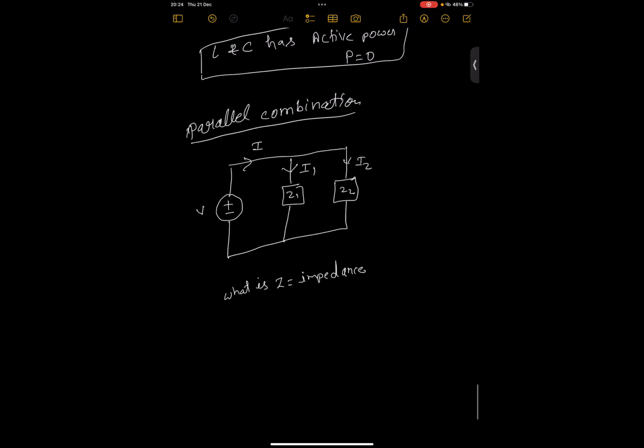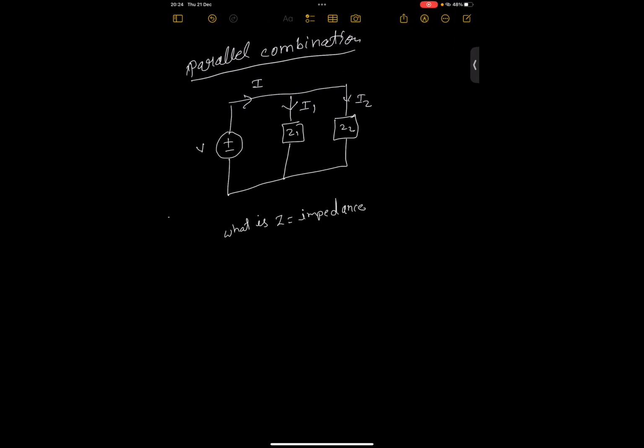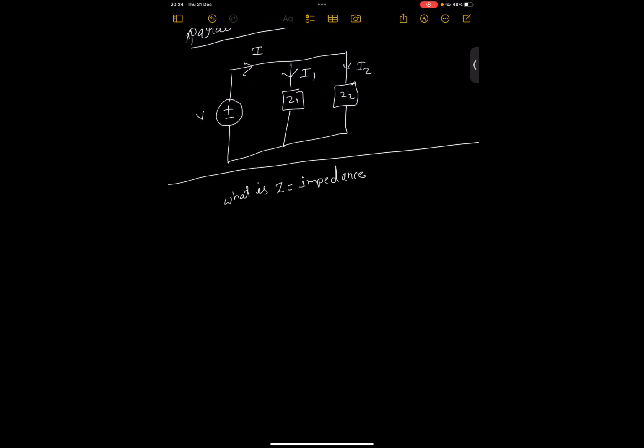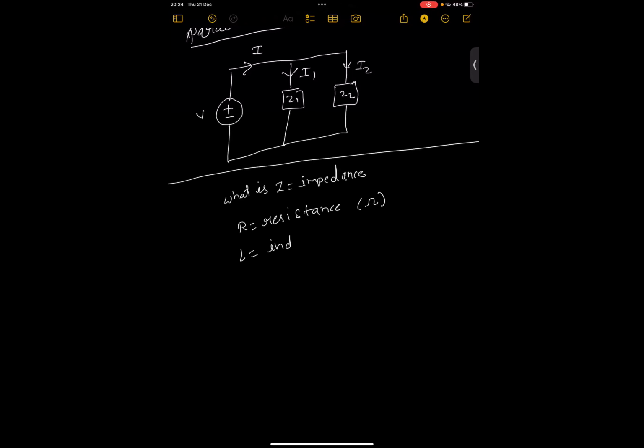See, from A to the basics. What is impedance? Okay. See. R is your resistance. Unit is ohm. L is your inductance. Unit is Henry. Okay. C is capacitance.